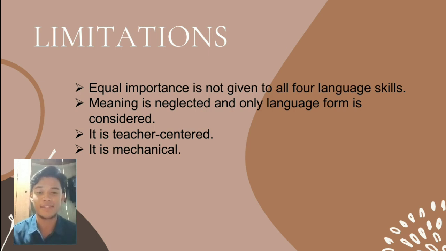So what they learn is how to pronounce the word pencil, but they do not know the main meaning of the pencil or the purpose of the pencil. So what they learn is how to pronounce the word, what language it is, and how to pronounce it correctly and fluently. So that is why meaning is neglected and only language form is considered. So the third one is that it is teacher centered.